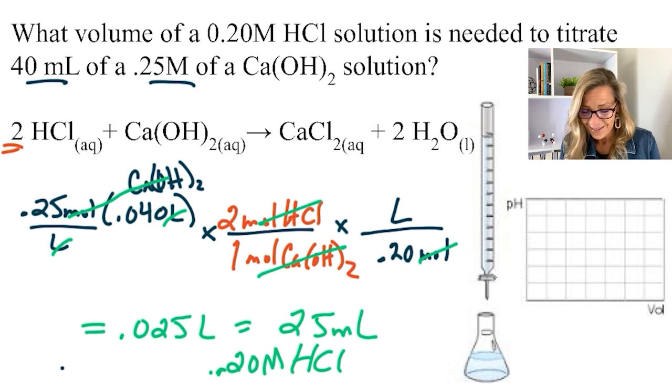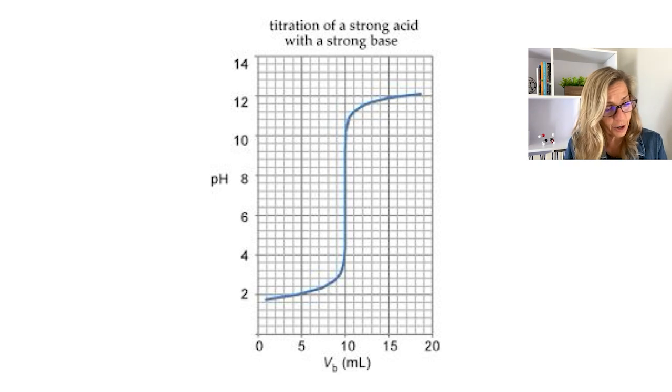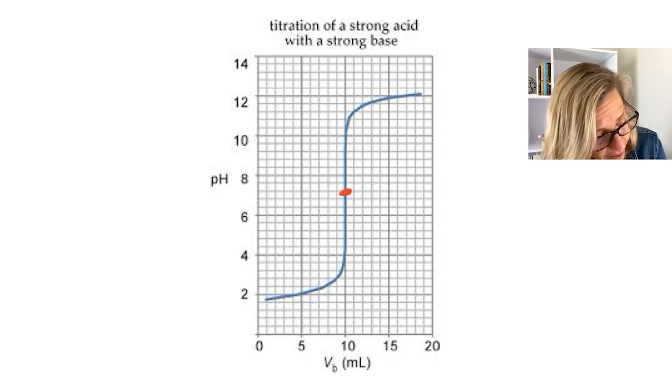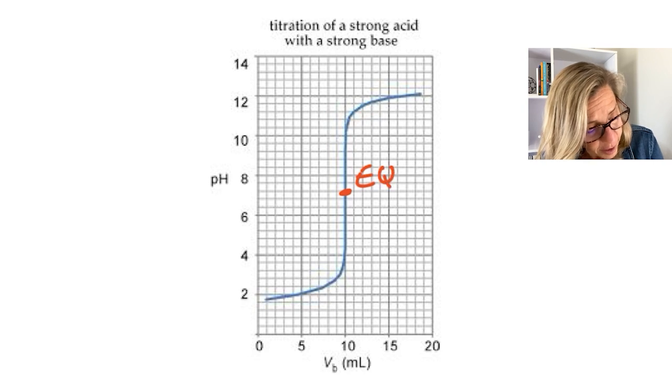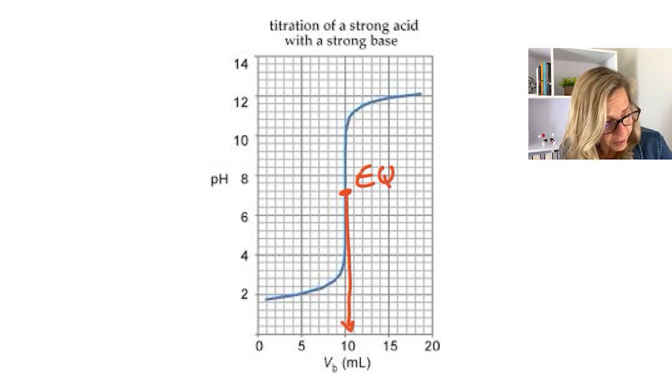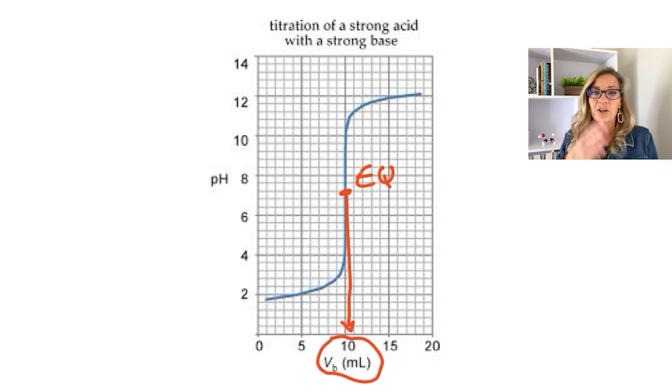So 25 mL of hydrochloric solution, 0.20 molar solution, would be necessary to titrate that amount of calcium hydroxide. Okay, so let me show you a super important part of the curve. Okay, so we talked about the equivalent point. We've got that labeled right here. That is the equivalent point. And then what I want you to look at right here, the volume of the base that you need, you're going to pick off the graph.